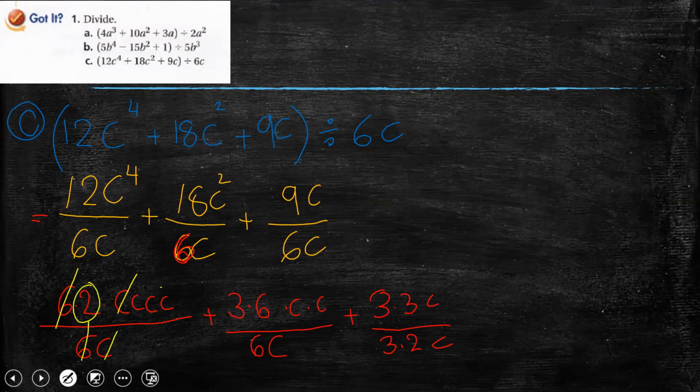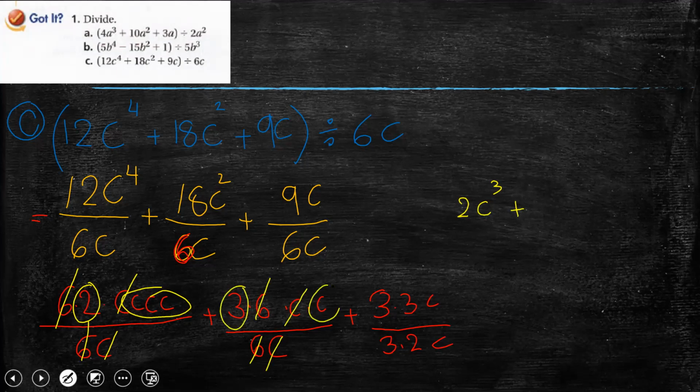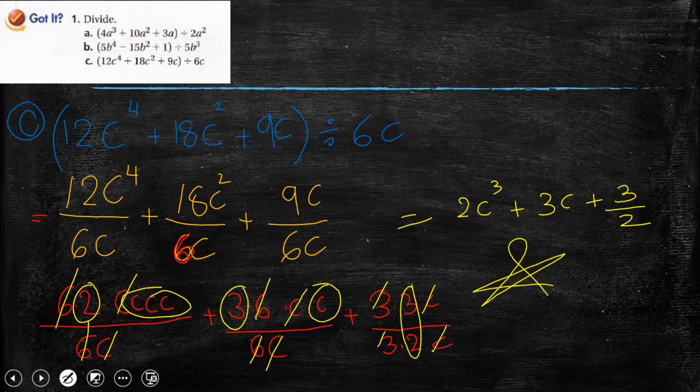So what do you have here? 2 to the power 3, c cubed, bravo. Then here, 6 with 6, c with c. So what do you have now? 3c. Plus c with c, 3 with 3. So what do you have now? 3 over 2. Bravo, Huda. Thank you so much. Welcome.